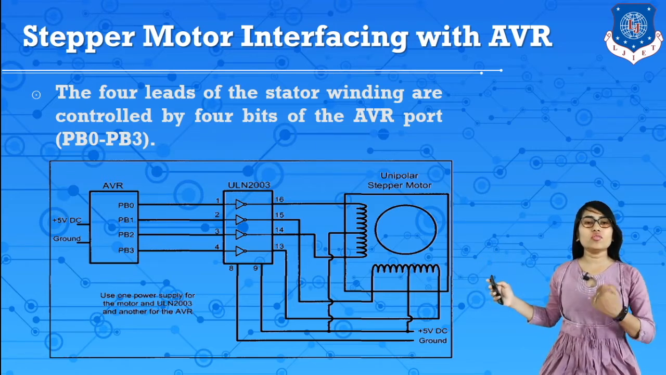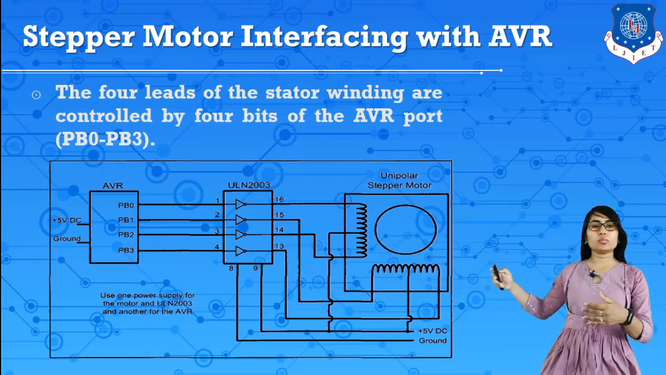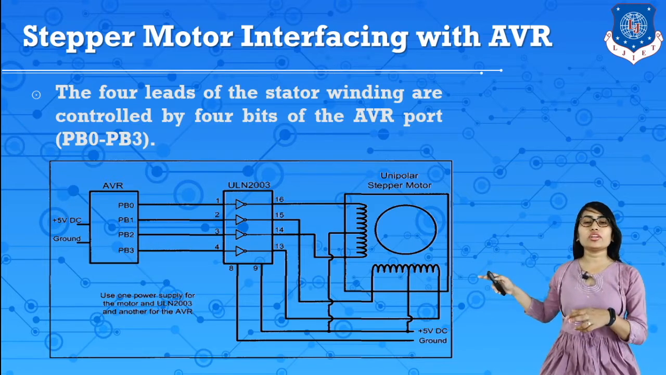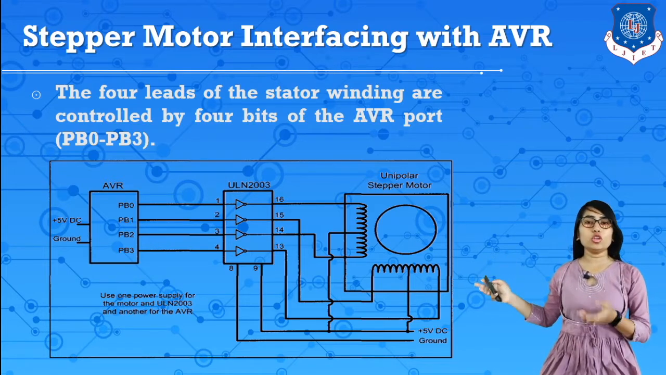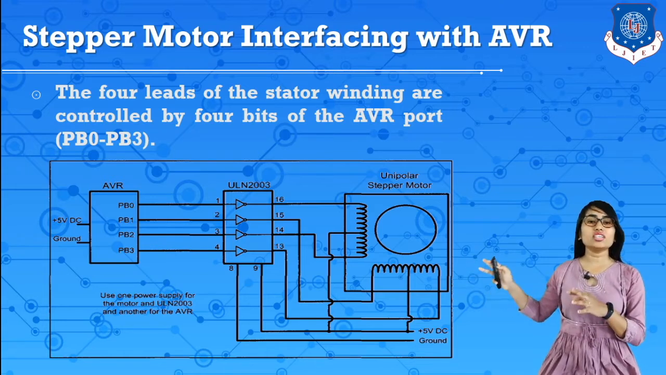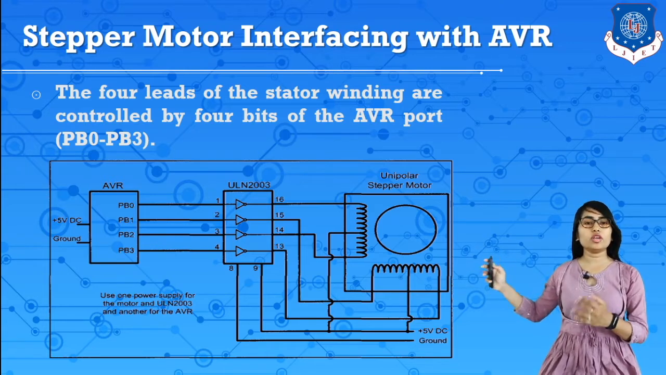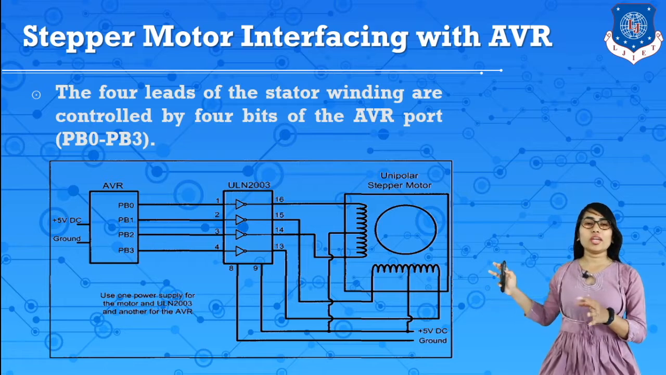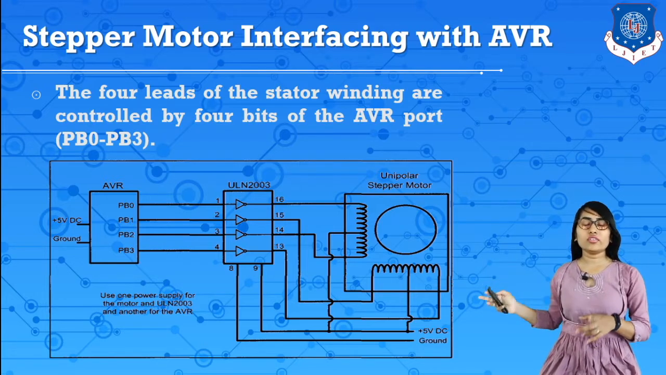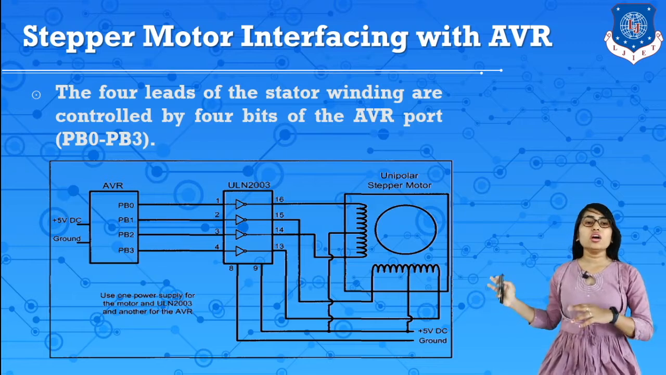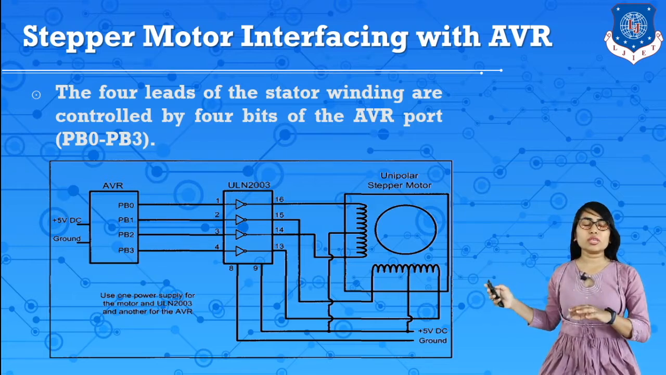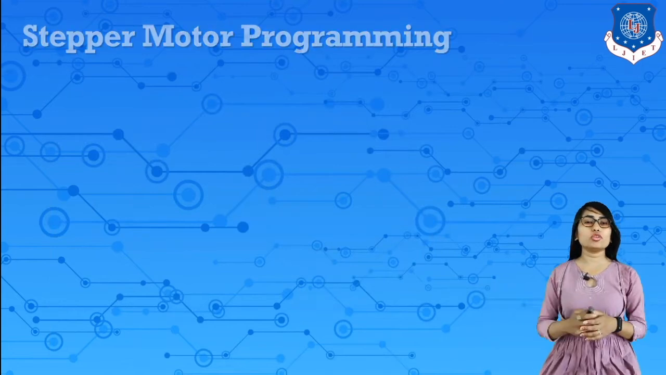Depending on the values of PB0, PB1, PB2, PB3, the stepper motor generates mechanical movements according to these electric pulses, or say the digital values of PB0 to PB3. Depending on which step angle or which type of movement we need, the values of PB0 to PB3 can be varied. So this is stepper motor interfacing.